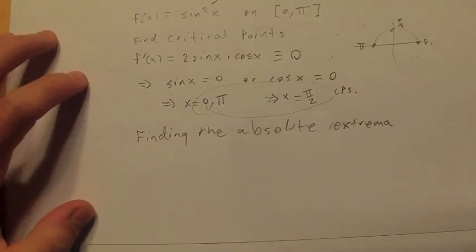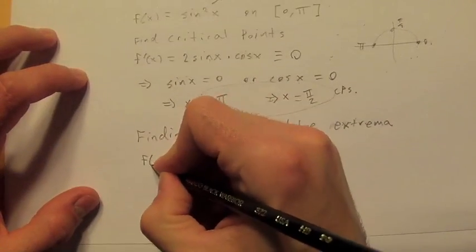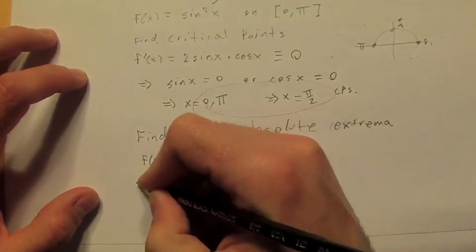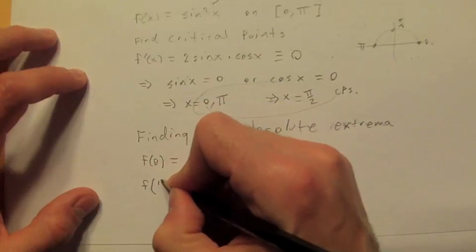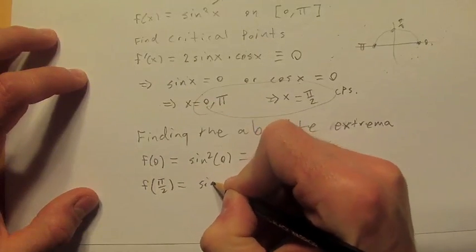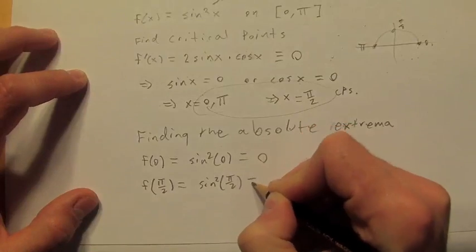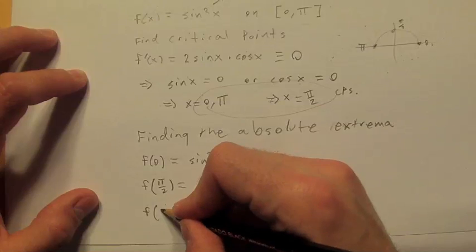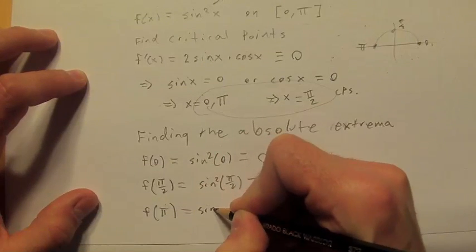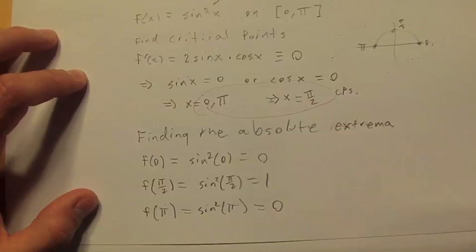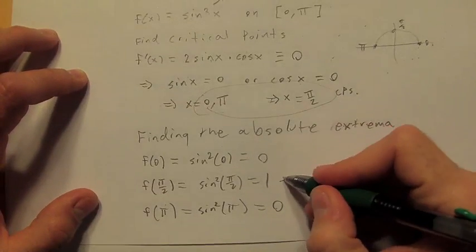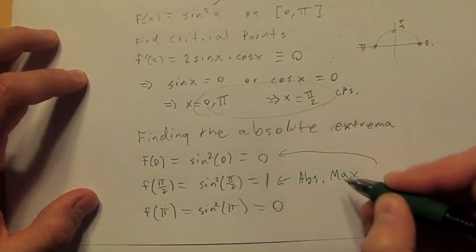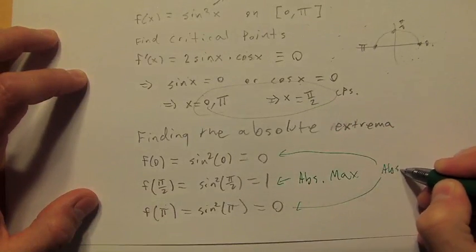So I'm going to plug in the endpoints. f of 0 is sine squared of 0, which will be 0. f of pi over 2 is going to be sine squared of pi over 2. That'll be 1. And f of pi will be sine squared of pi, which will be 0 again. So this becomes the absolute max, and these two are the absolute min.